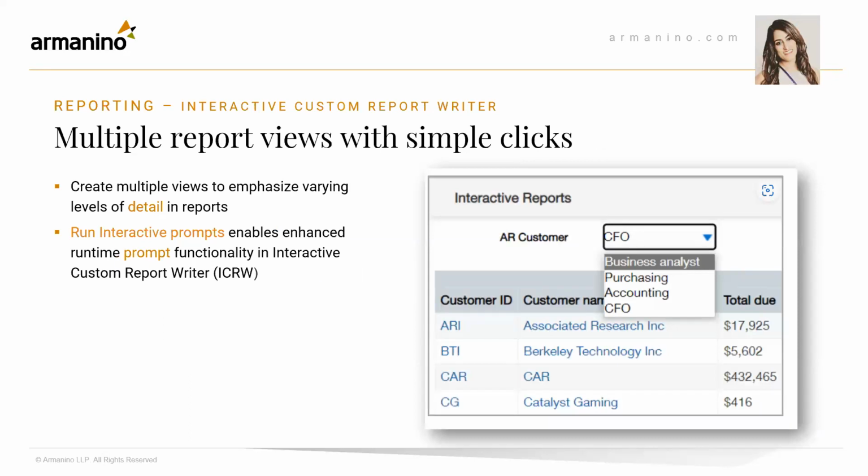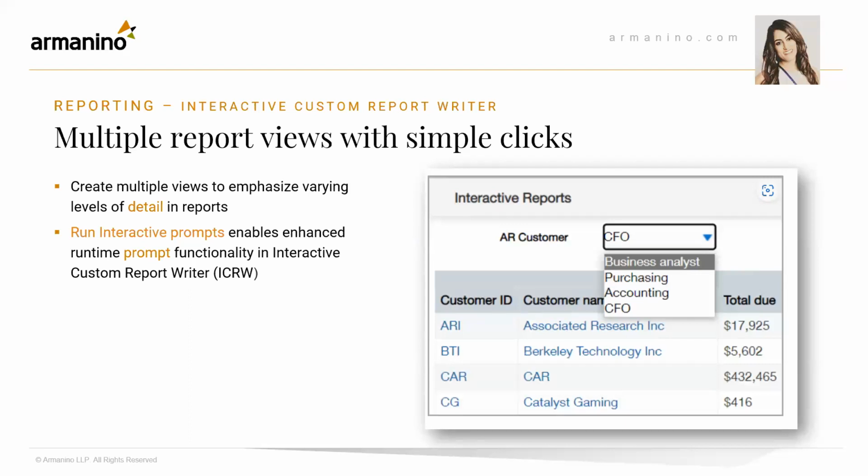For the interactive custom report writer, which is an add-on subscription within Intacct, there were two changes that were made. You can create multiple views of the same report with varying levels of detail or different column combinations. This allows quick access by user job function. As you can see in the screenshot, if you are a CFO and you need to see a certain total due for the customers, you can filter by the CFO filter, or if you're a business analyst, you can filter by that as well. That's super nice.